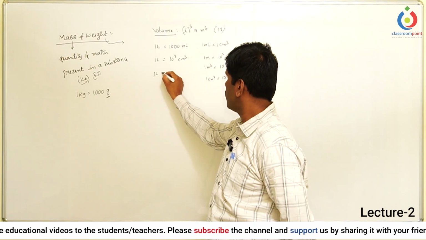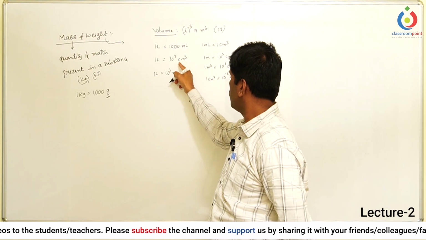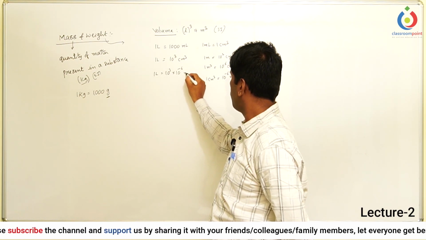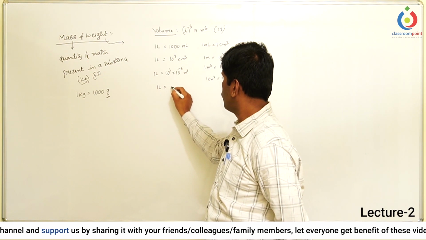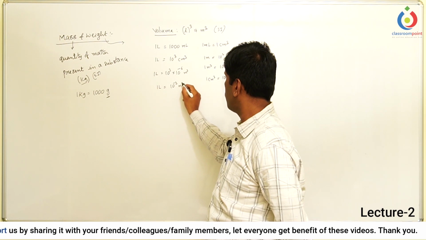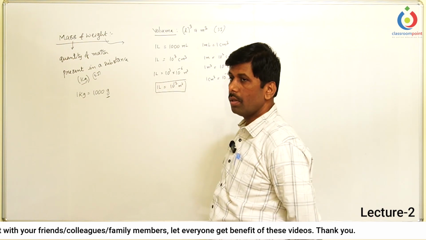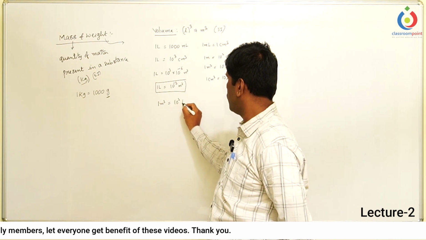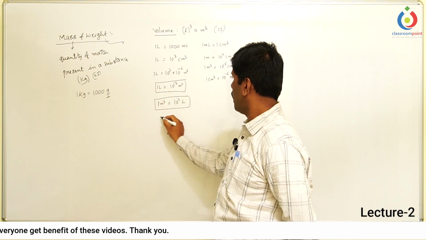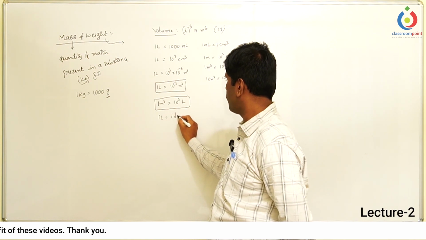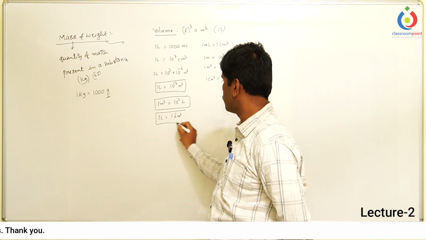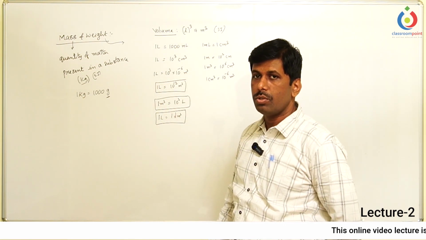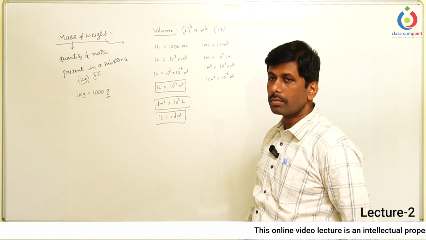Then you will get 1 liter is equal to 10^3 times, in the place of cubic centimeters, we can substitute 10^-6 meter cubed. So 1 liter is equal to 10^-3 meter cubed. Or else you can write 1 meter cubed is equal to 10^3 liters, meaning 1000 liters. And 1 liter is also called 1 dm cubed, decimeter cubed. So usually there are different types of measurements used to measure volume.